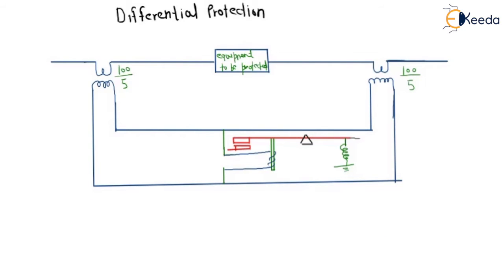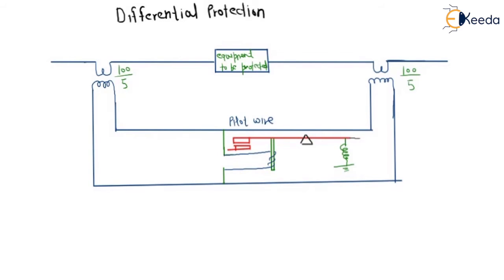Basically, if we want to protect any equipment, then we will use two exactly identical CTs that have the same CT ratio. It can be anything; I am taking 100 by 5, 100 by 5, and here it is connected through pilot wire. This is called the pilot wire.